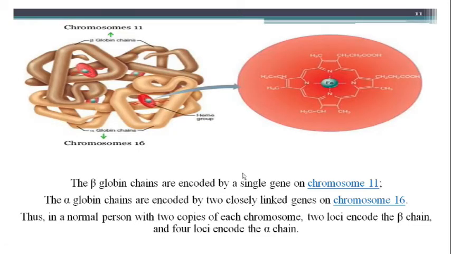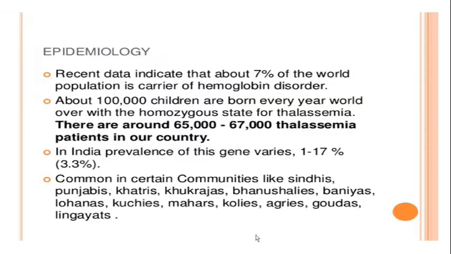As we talked about, the beta chains are encoded by a single gene on chromosome 11, while the alpha globin chains are encoded by two closely linked genes on chromosome 16. So in a normal person, the two copies of the chromosome, that is 2 loci, encode the beta genes, while the 4 loci encode the alpha genes.